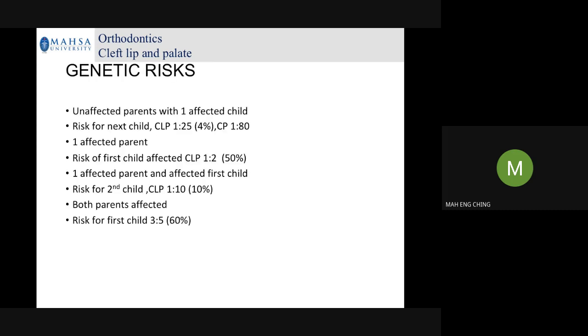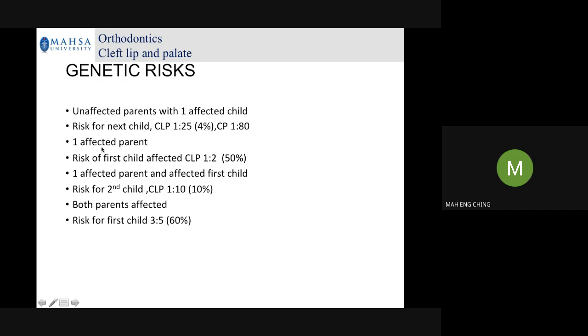So, genetic risk. Like I said before, if one of the children has it, then maybe there's a risk for the next children to have it also. If the parents have a cleft, then maybe there's a high chance the children might have a cleft also. If one of the children is affected, the risk for the next child is 1 to 4%.